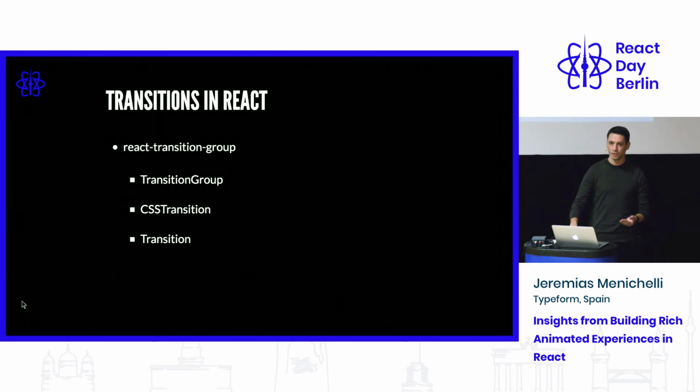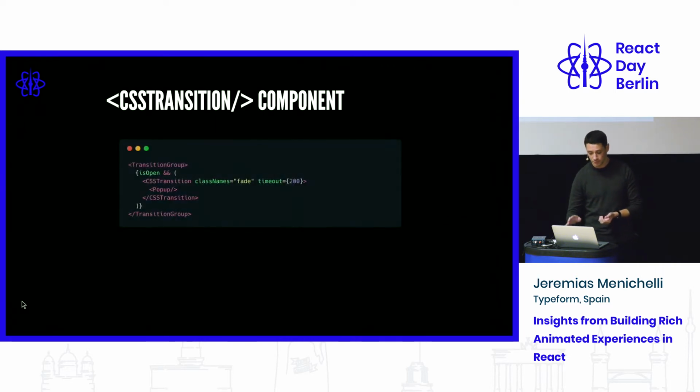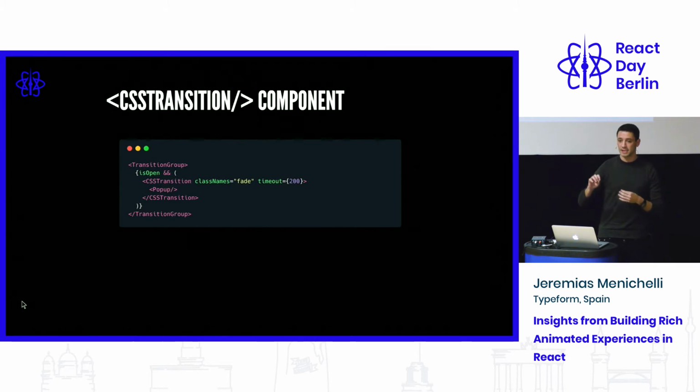So let's say that you want to create a transition for a React component that is getting mounted in your application, and you want to use CSS, so you're going to use the CSSTransition. But first, you need to wrap everything in a TransitionGroup component. And then inside that TransitionGroup component, you basically toggle this component. It can be from a prop, it can be from state, something that's going to change over time.